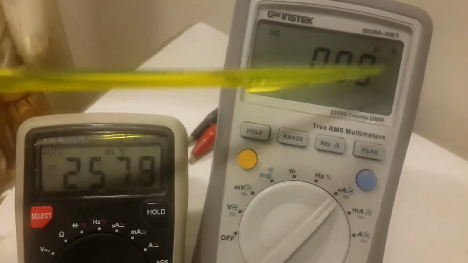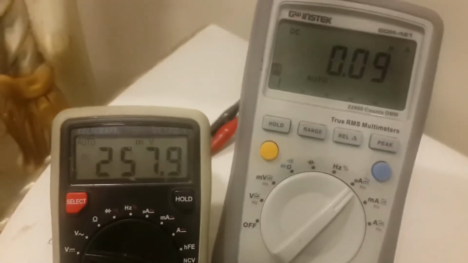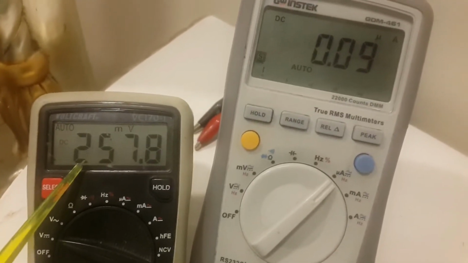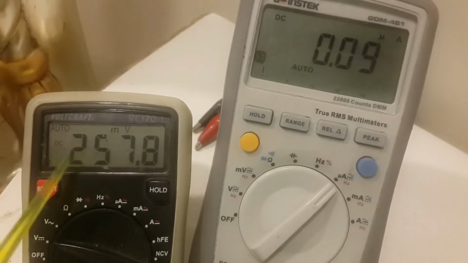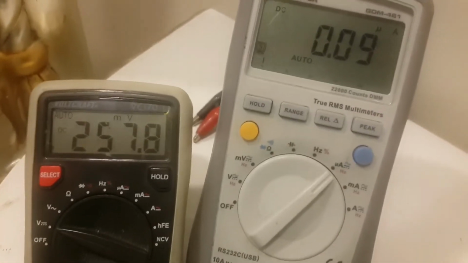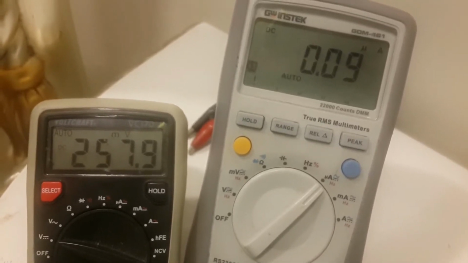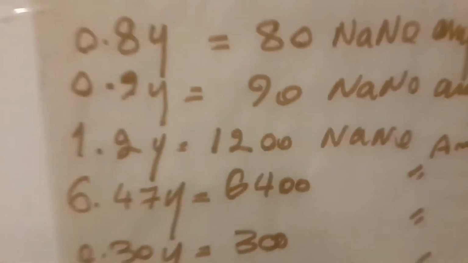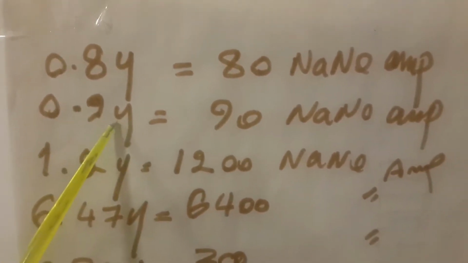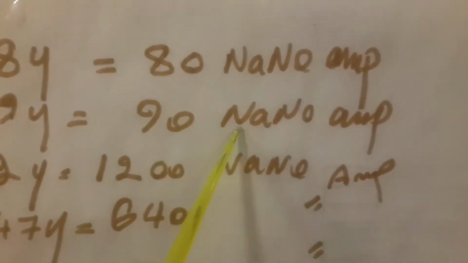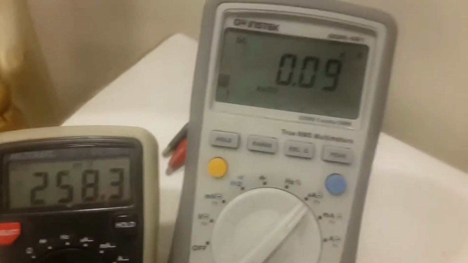For example, now we have 0.09 microamp. It is 19 nanoamps, and the voltage after the operational amplifier is 257. This is a very good conversion. Look at the number: 0.9 micro, 90 nanoamps. Okay, we are switching to the other head.